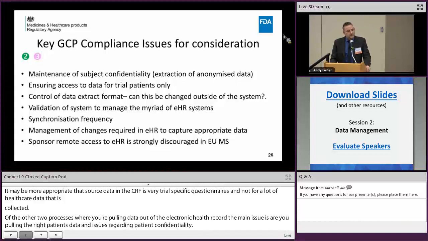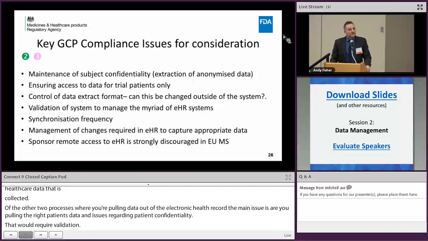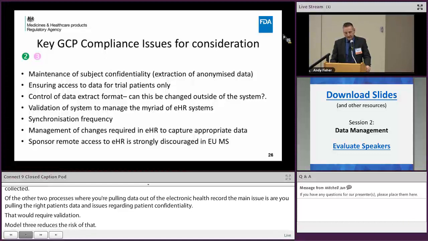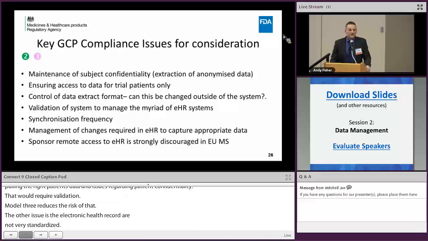The other issue is that electronic health records aren't very standardized. They're all very different from different sites and different hospitals. And to validate a system that has access to all of those different systems across a multi-center trial would be difficult, and you may therefore be restricting your sites depending on what electronic health record they have.